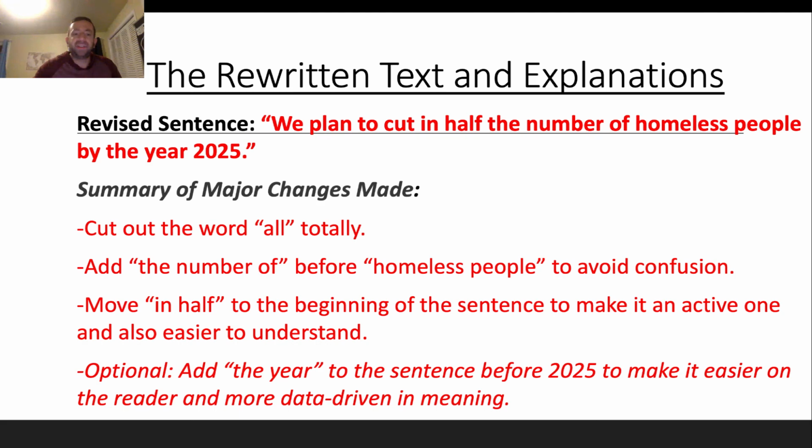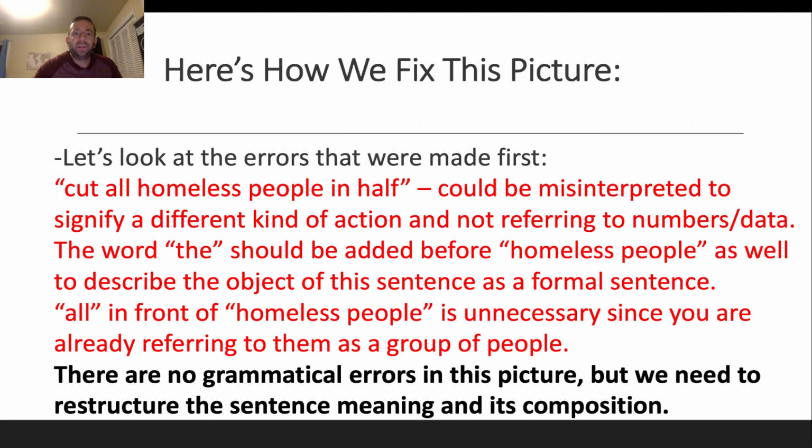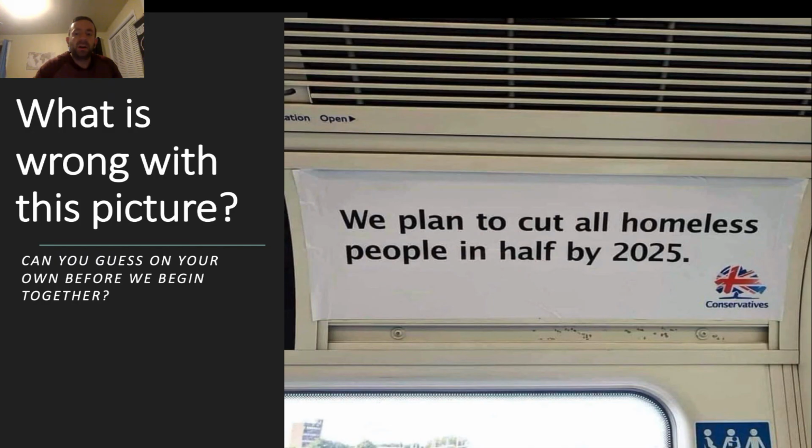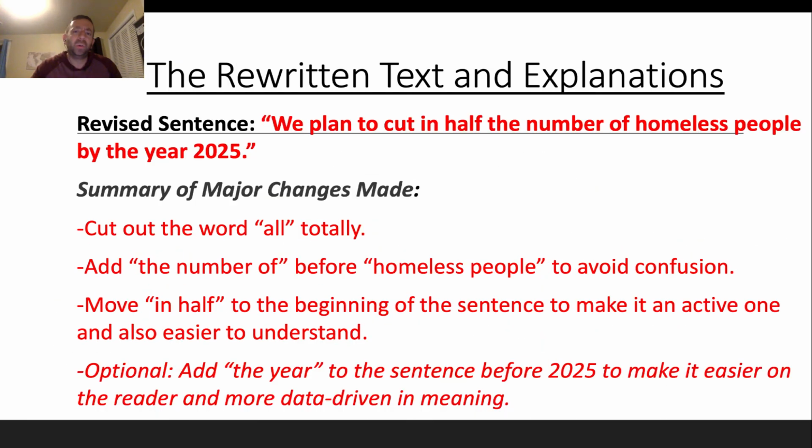And let's look at the differences here. So we plan to cut all homeless people in half by 2025. Okay, cut all homeless people in half, but that's a little vague. To, we plan to cut in half the number of homeless people by the year 2025. And this last one is optional.